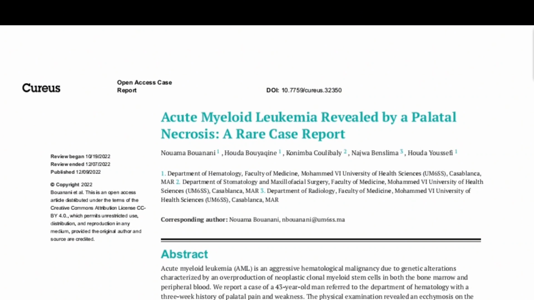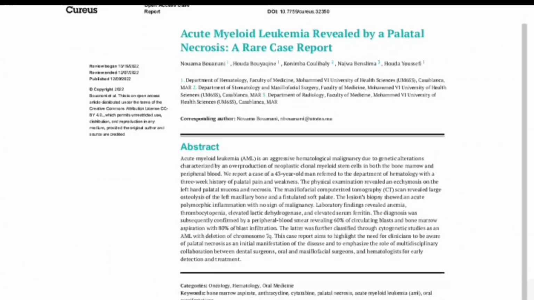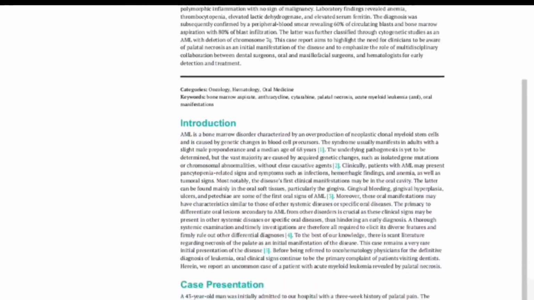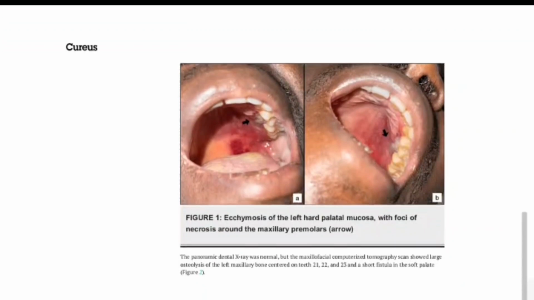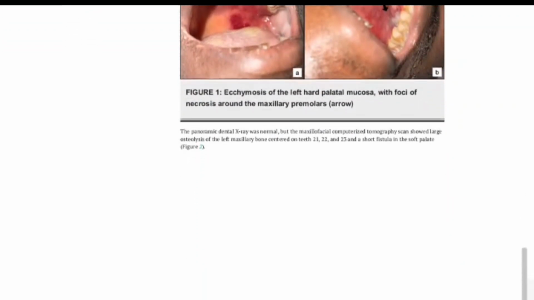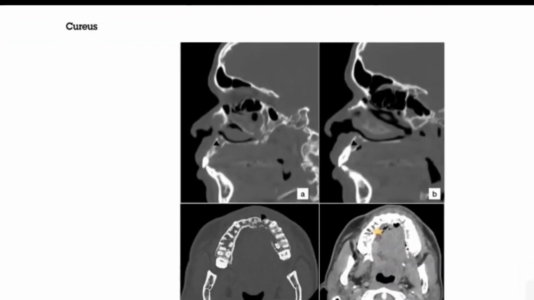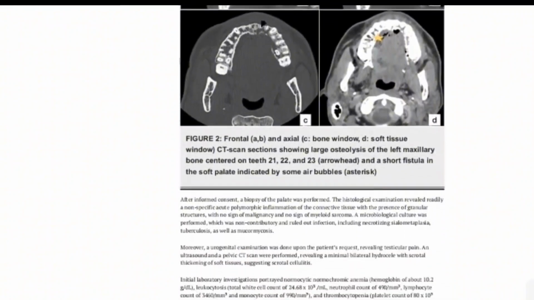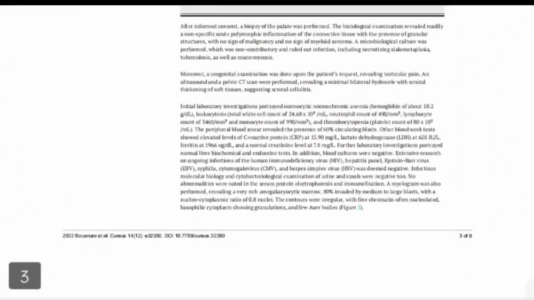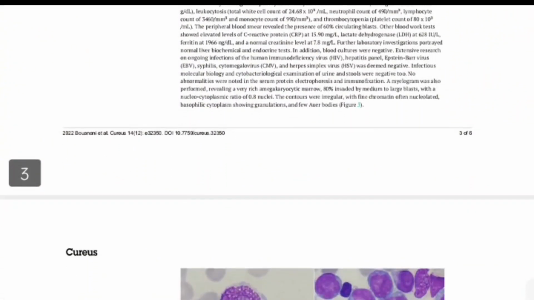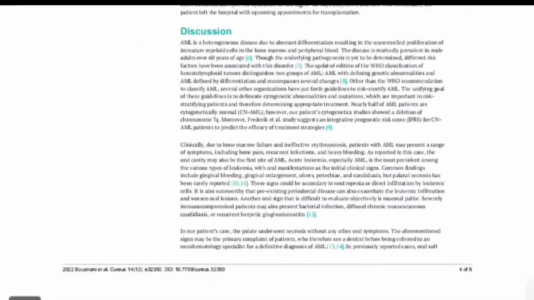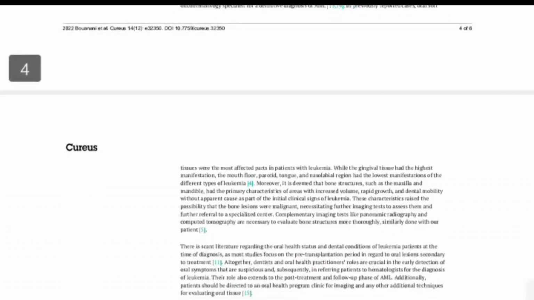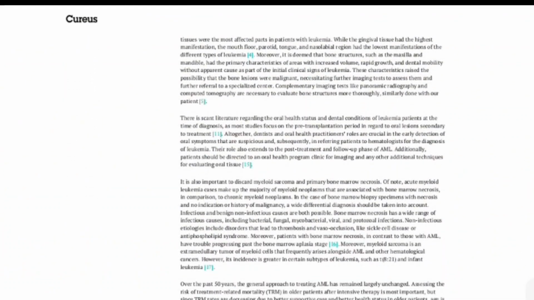The chosen case study focuses on a 43-year-old male patient that presents to the hospital with a palatal necrosis. Physical examination revealed ecchymosis and necrosis in oral soft tissues. Laboratory findings include anemia, thrombocytopenia, elevated LDH, and serum ferritin. Diagnosis was confirmed with a peripheral blood smear and through cytogenetic studies. The patient was diagnosed with AML with the deletion of chromosome 7q.